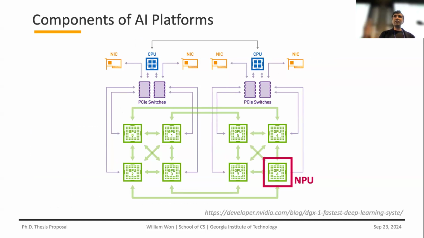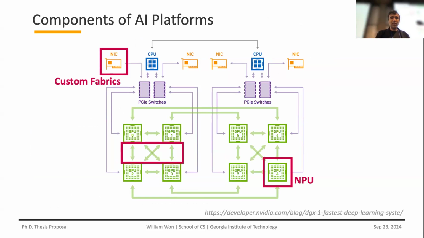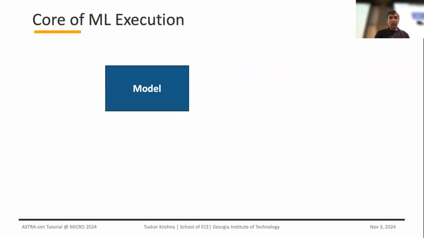You essentially have these NPUs at the endpoint. So in the interest of generality, we'll keep using the word NPU for neural processing unit. Today, for the most part, these are GPUs, but these could be ASICs as well. And then you have these custom fabrics to connect up these NPUs, both to scale up and then to scale out. And so with all of this, my purpose will be to give you a quick background 101 on how you actually execute models on such platforms.